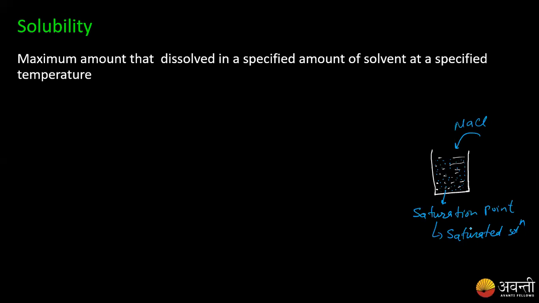Let me repeat this whole phenomenon again. If we are adding solute particles continuously in a solvent, the point where the dissolution stops is called the saturation point. The solution at that point is called a saturated solution, and the amount which is dissolved at that point is called solubility. Amount dissolved in the saturated solution is called solubility.